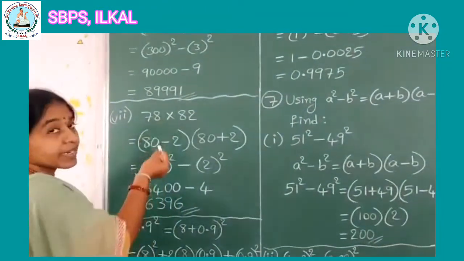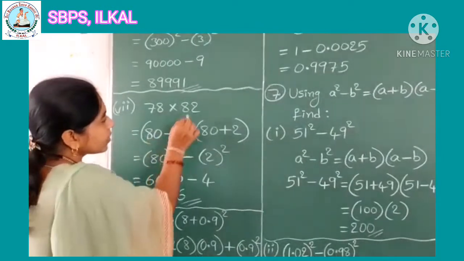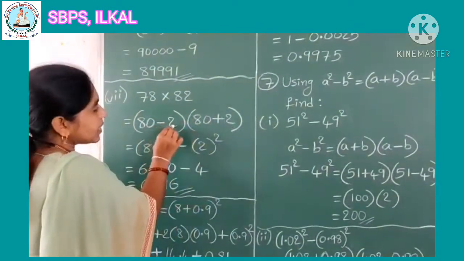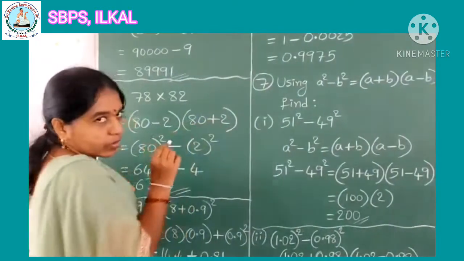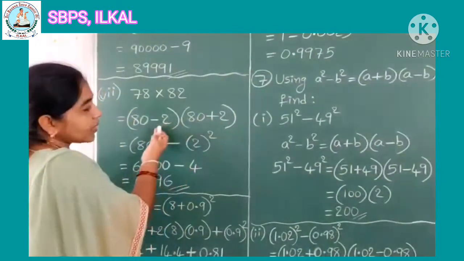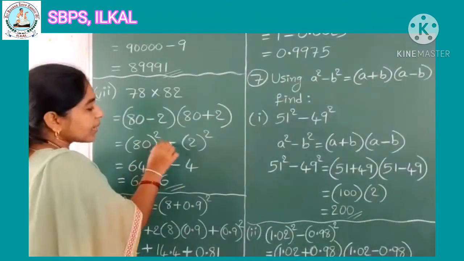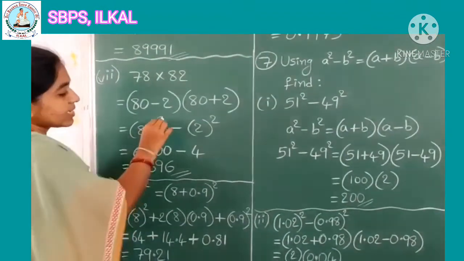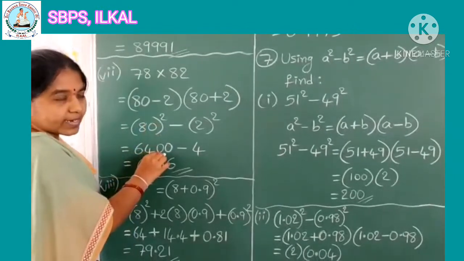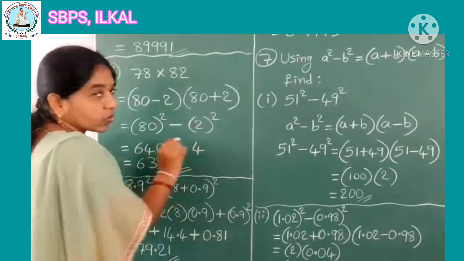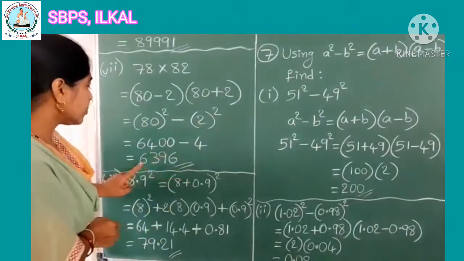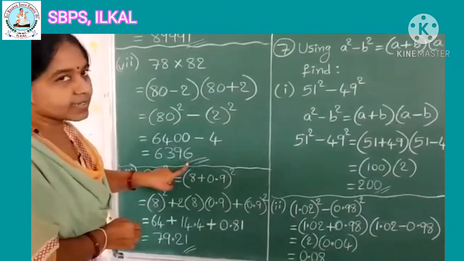Next question, 78 into 82. This 78 can be written as 80 minus 2. 82 can be written as 80 plus 2. A minus b into a plus b. Okay, means a plus b into a minus b is equal to a square minus b square. Okay, 80 square is equal to 6,400, minus 2 square is 4. Okay, 6,400 minus 4 is equal to 6,396.